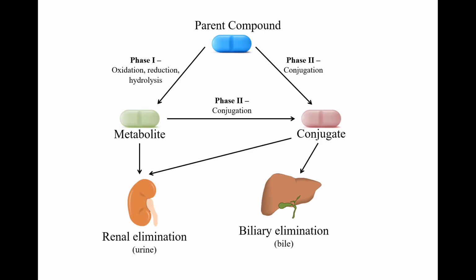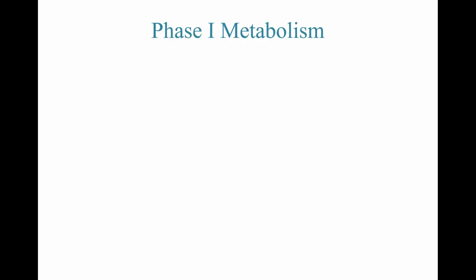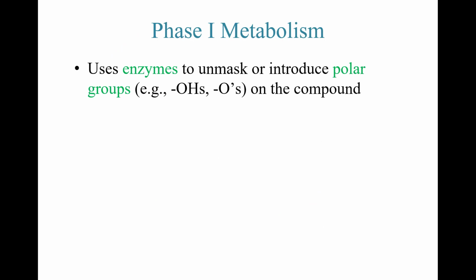The metabolic enzymes are grouped into two categories, phase 1 and phase 2 enzymes. First, we will focus on phase 1 metabolism, which is typically an oxidation, reduction, or hydrolysis reaction. Phase 1 metabolism is a group of enzymes that unmask or introduce polar groups through oxidation, reduction, or hydrolysis reactions. These reactions can make a compound more or less biologically active.